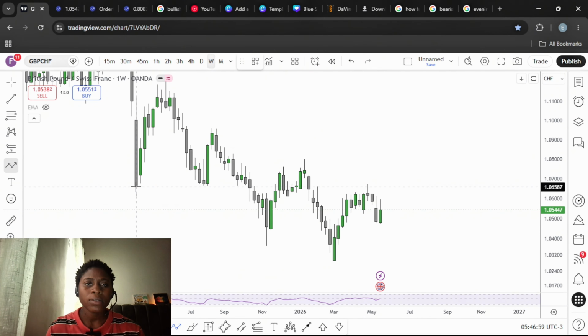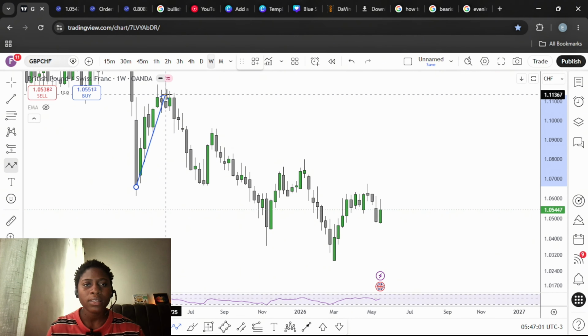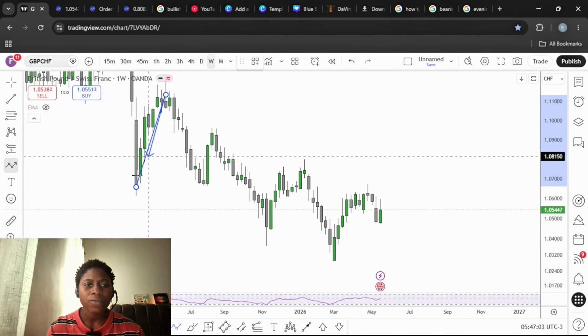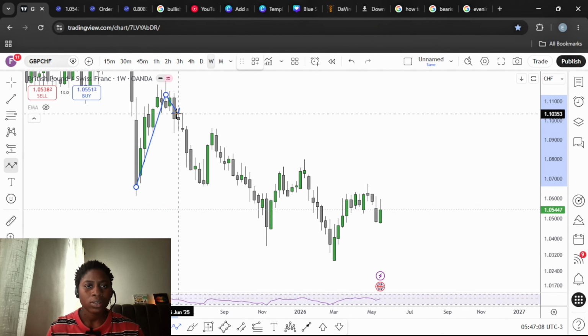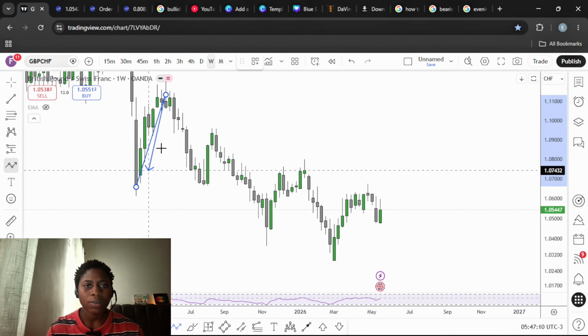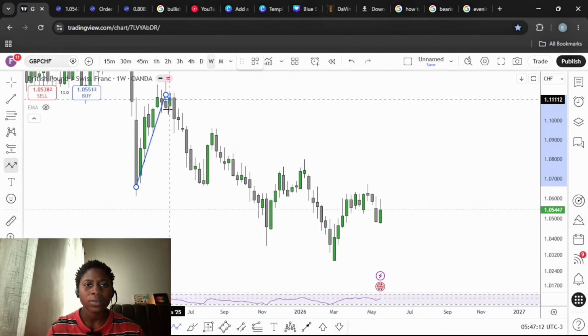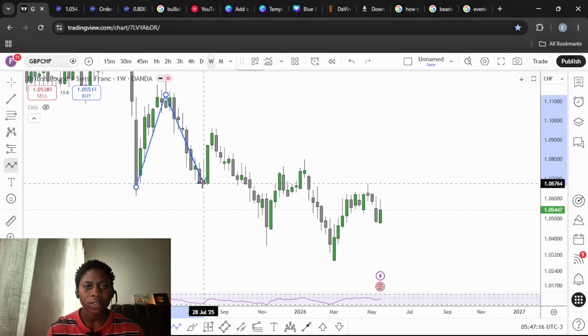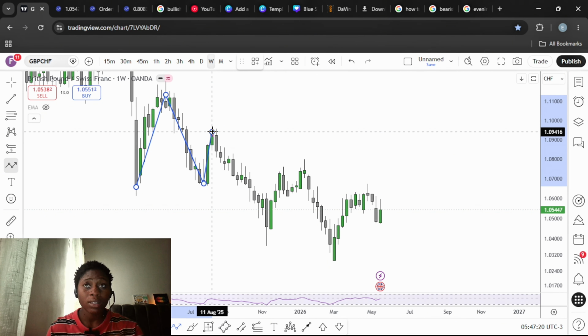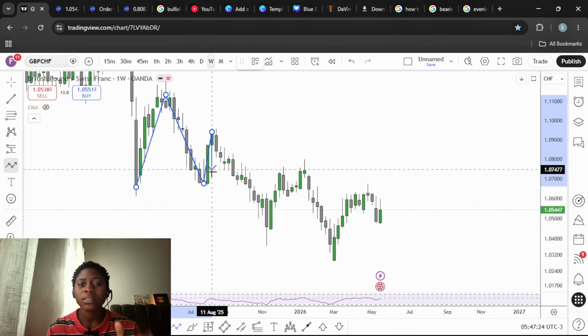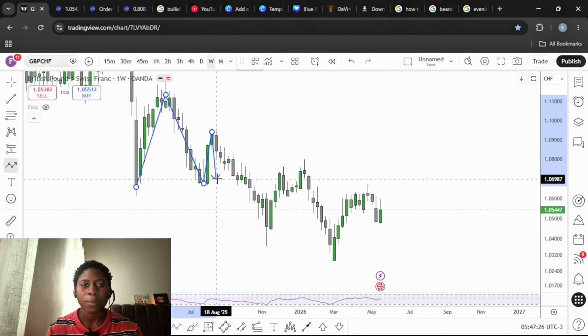So the price is making a series of lower highs and lower lows. Let's assume the price started from here, the market started from here. It moves from this high to this place, and it does this. This is a weekly time frame, by the way. Look at my chart there, weekly. So every candlestick here represents 1 week.